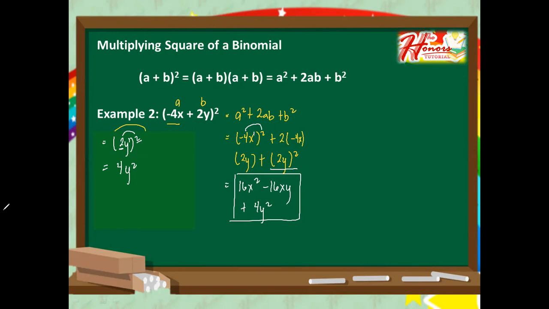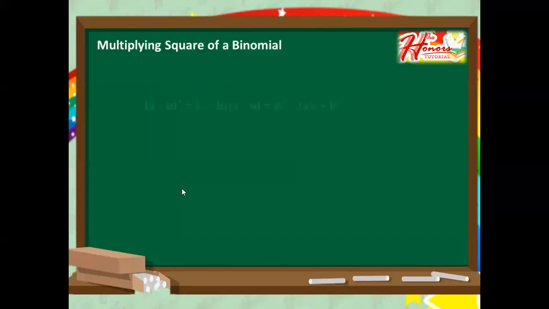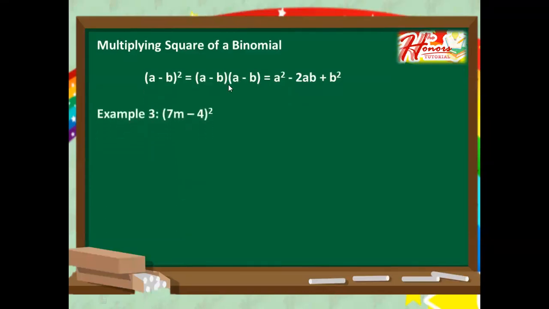Next, let us have another example. So that's example number 3. We have here the quantity of 7m minus 4 raised to 2. This will be your pattern now.